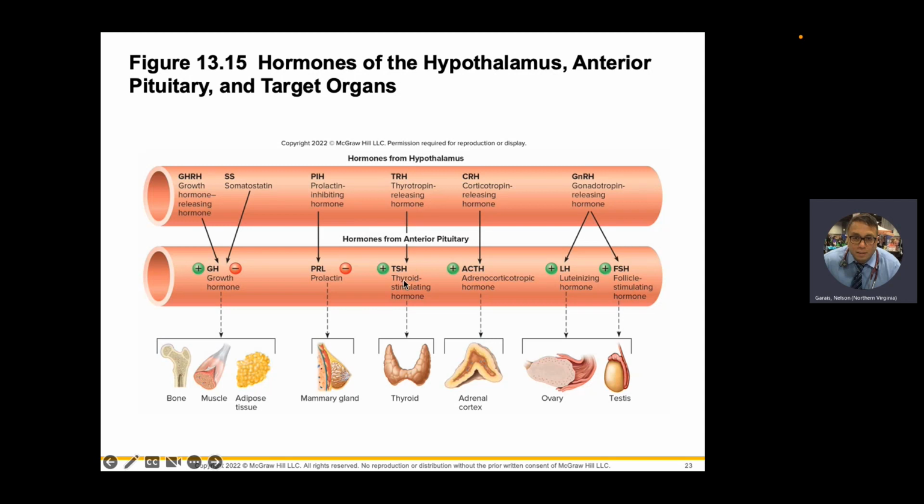Thyrotropin releasing hormone. Of course, your thyroid deals with metabolism. TSH increases T3, T4, and then will increase thyroid activity. CRH, corticotropin releasing hormone, affects ACTH. ACTH, if you look here, the adrenal cortex, it even looks like an A. So adrenal cortex, ACTH, increase of cortisol.